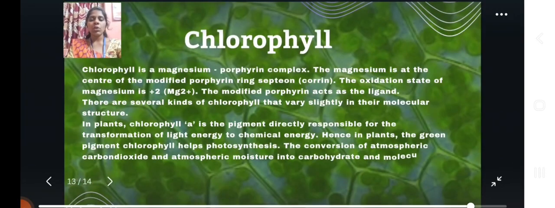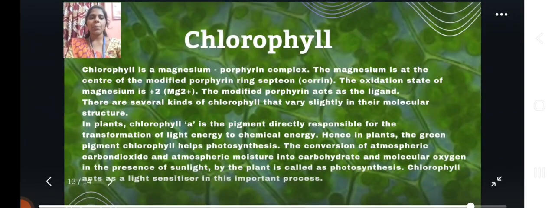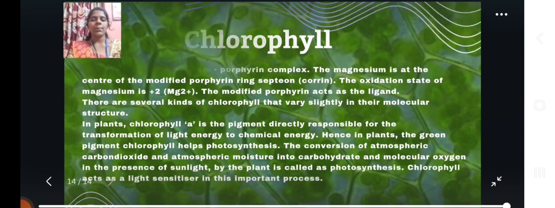Next, the chlorophyll. Chlorophyll is a magnesium porphyrin complex. The magnesium is at the center of the modified porphyrin ring section. The oxidation state of the magnesium is +2, Mg2+. The modified porphyrin acts as the ligand. There are several kinds of chlorophyll that vary slightly in their molecular structure. In plants, chlorophyll a is the pigment directly responsible for the conversion of light energy to chemical energy.